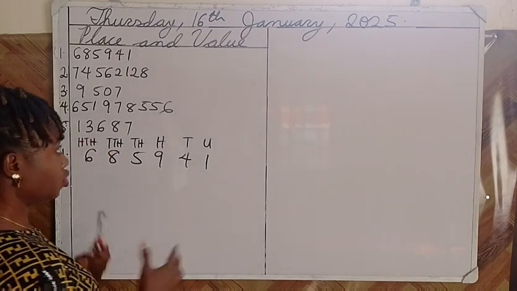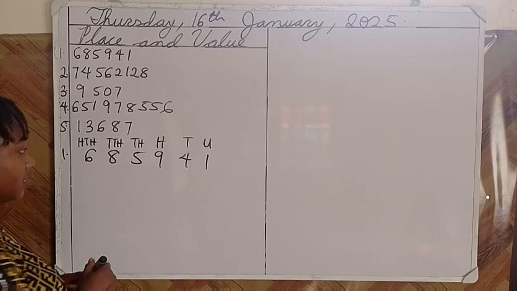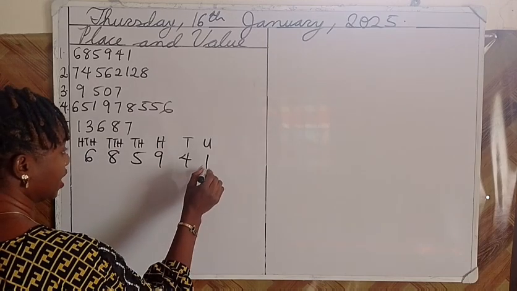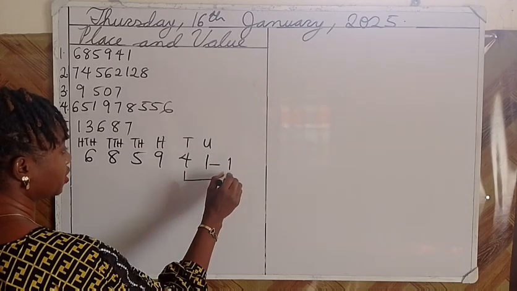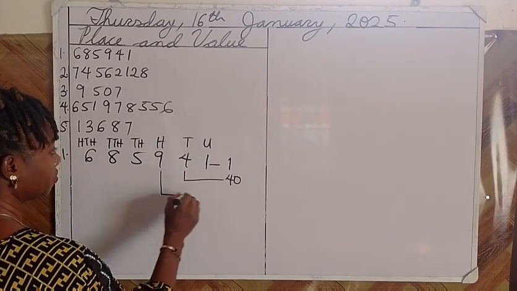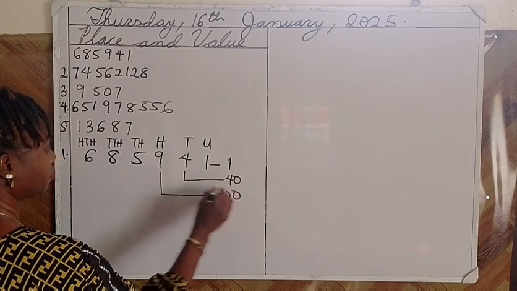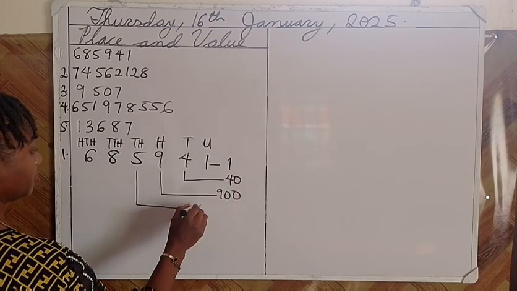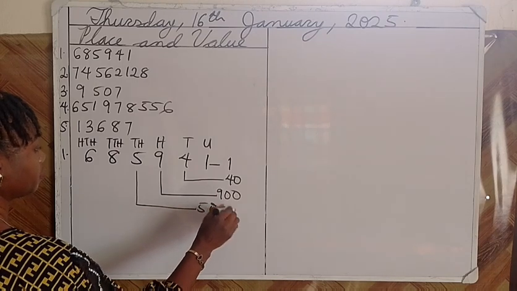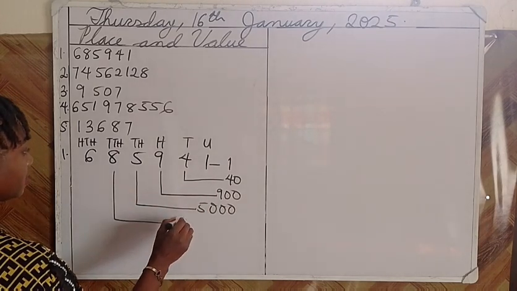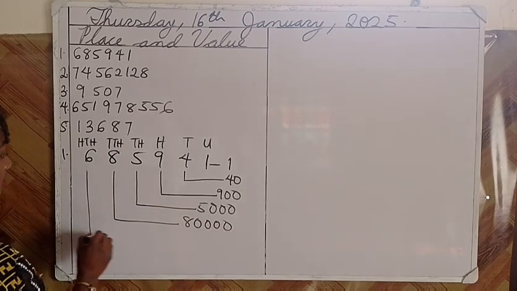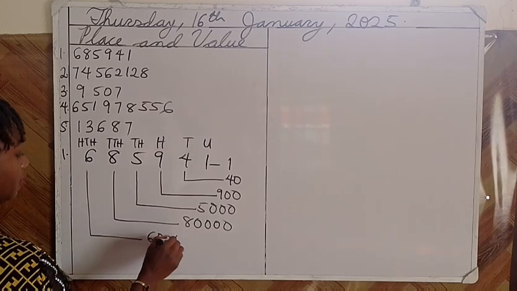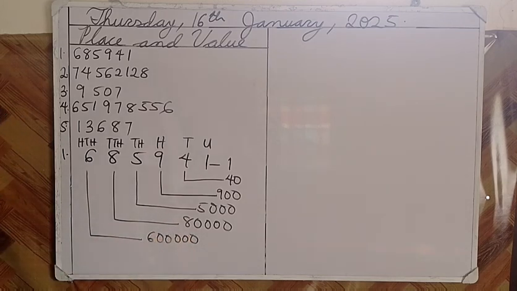100,000. Good. So now I want to find the value of each of these numbers. The value of 1 here is 1. Value of 4 is 40. Value of 9 is 900. Value of 5 is 5,000. The value of 8 is 80,000. And the value of 6 is 600,000. Good.